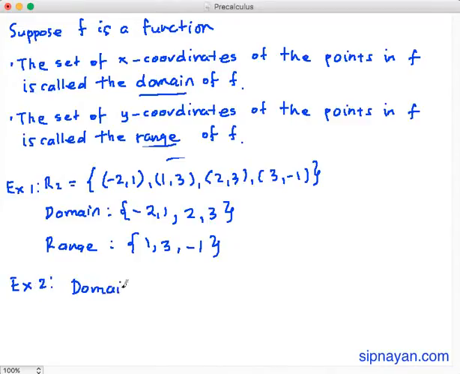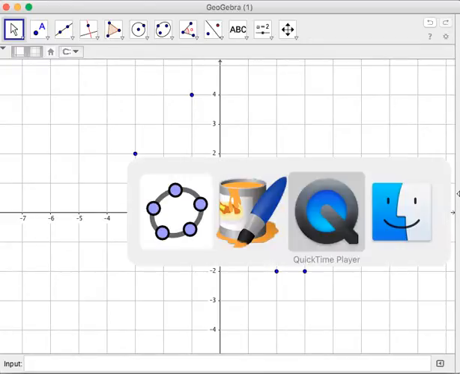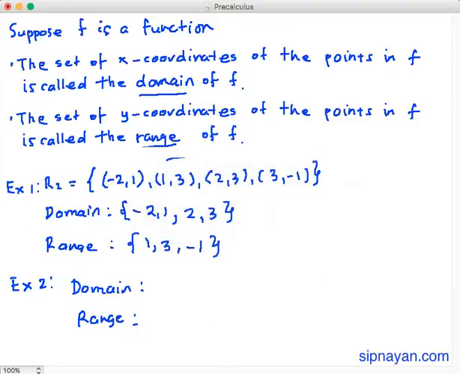Domain and range. Tignan natin yung isang example natin dito. These are set of points, no? Ang hahanapin natin to get the domain are the x-coordinates, no? So we have negative 3. We have negative 1. Ito ang x-coordinate. We have 2 and we have 3. So negative 3, negative 1, 2, and 3.